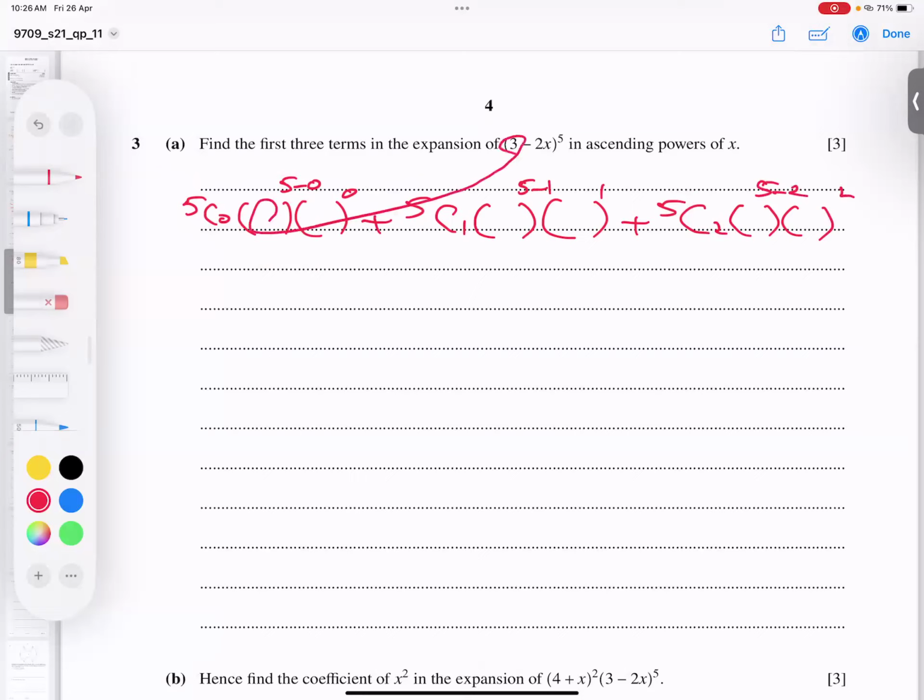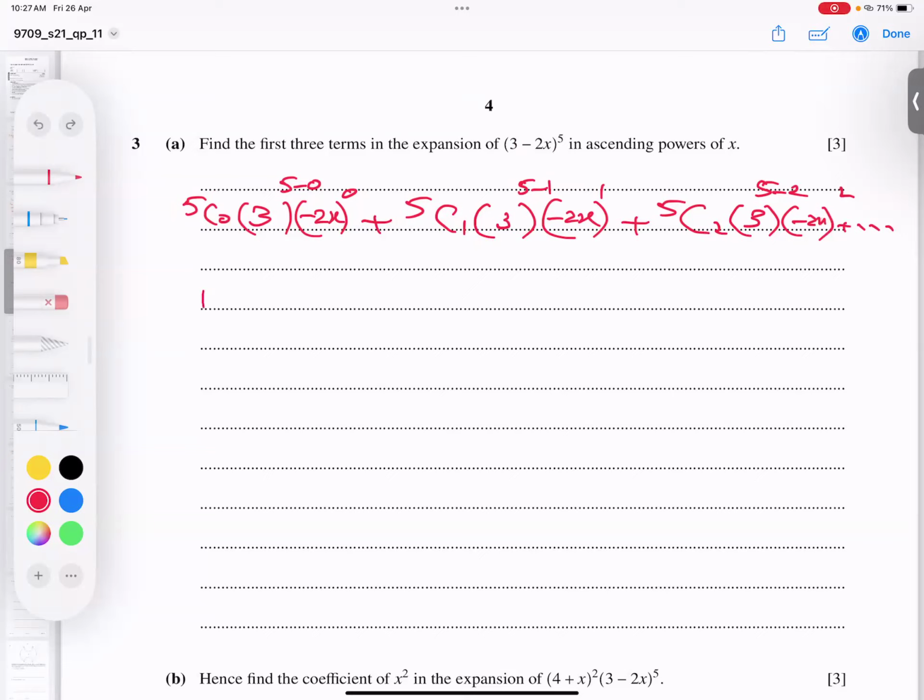In each first bracket, I'm writing 3. In each second bracket, don't put 2x. I have seen some students put 2x. No, it is minus 2x, minus 2x. And so on and so forth. If you write the dot, dot, dot, okay. Otherwise, no problem.